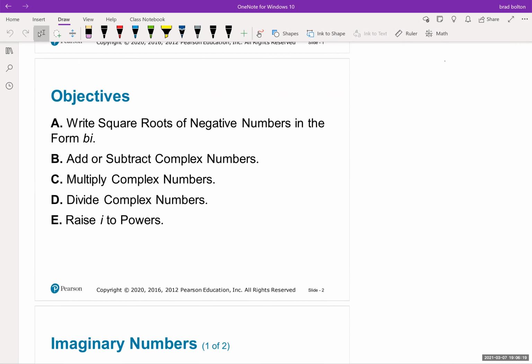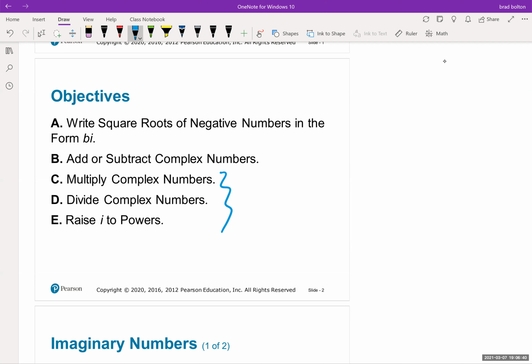We're going to write square roots of negative numbers in the form of bi. We're going to add and subtract complex numbers. We're going to multiply complex numbers, divide complex numbers, and raise i to a power. So these are probably the harder parts. Oops, let me do that in blue. I prefer blue. This is probably the harder stuff.